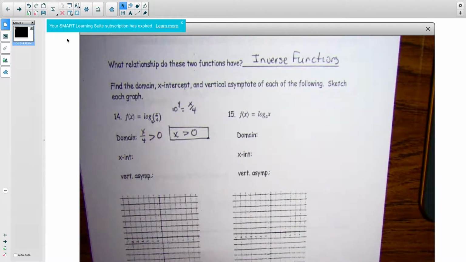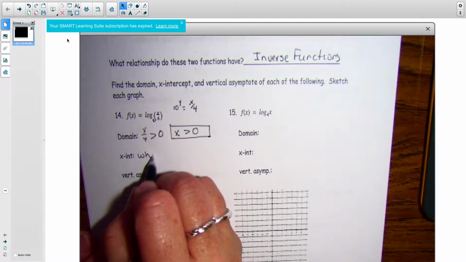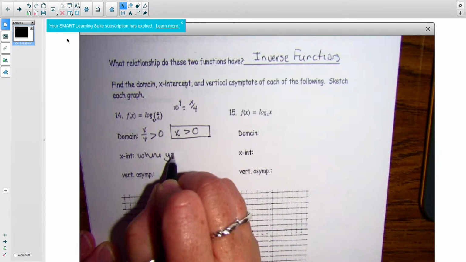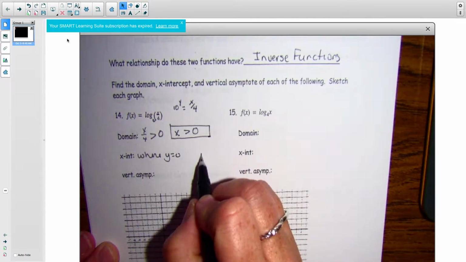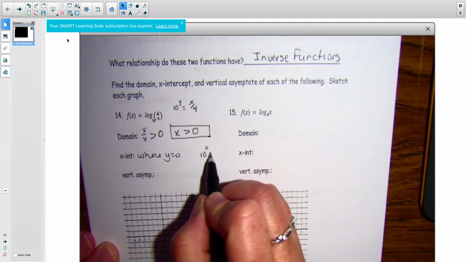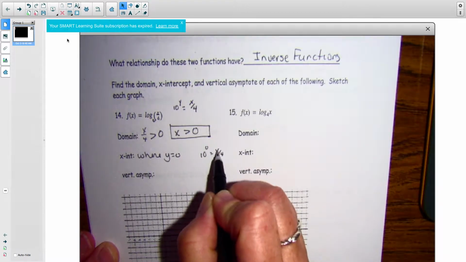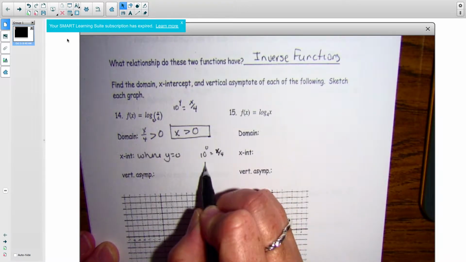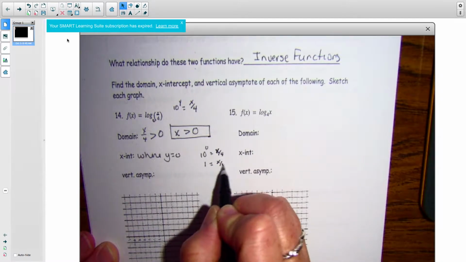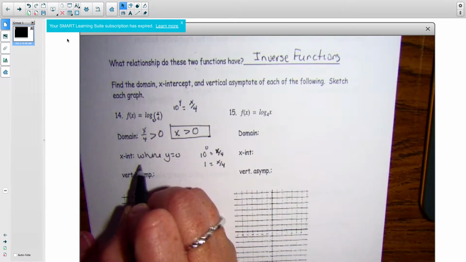Our x-intercept is found where? Plug in 0 for y. So I'm using the definition. 10 to the first power is 1. So x is 4.